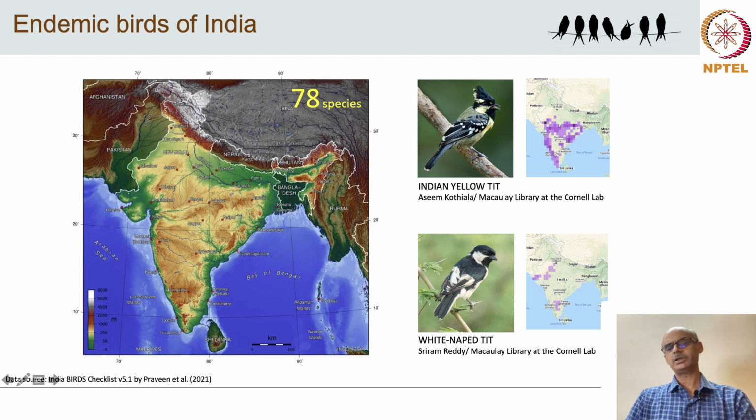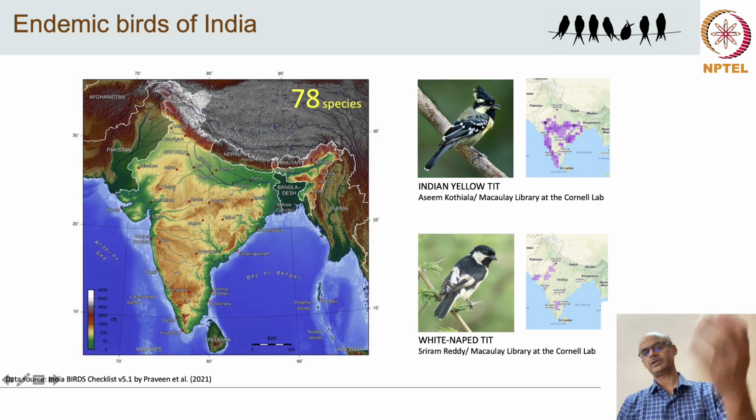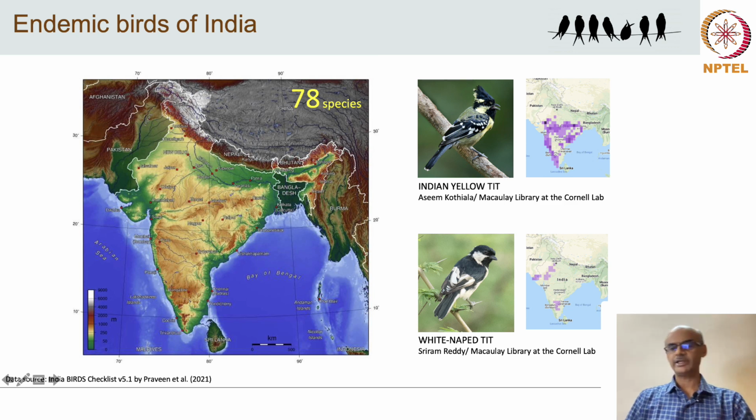Like the example, there are two species of tits shown here. Indian yellow tit, which has a very wide range, but within the Indian limits, like southwestern, central and eastern India. On the contrary, we have white-naped tit, which has an extremely localized distribution in northwestern and southern India. So both the species are endemic to India, though their distribution ranges differ vastly in size.